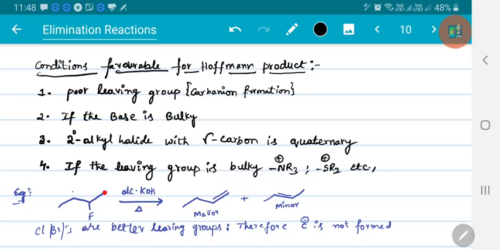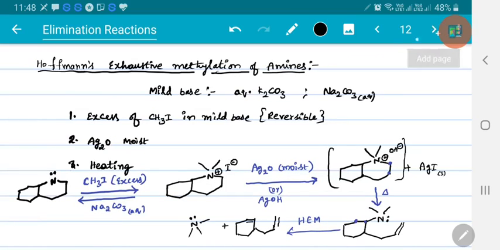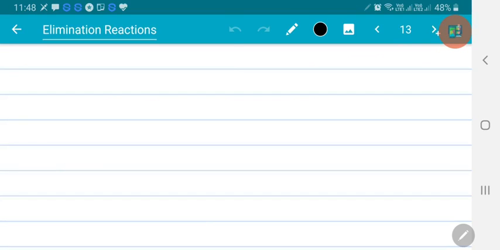Now condition 2, if the base is bulky. Condition 3, when a gamma carbon is present which is quaternary, and if the leaving group is bulky. So in such cases, there is possibility for the Hofmann product. So we have seen Hofmann exhaustive methylation also. Now, this is about E1 mechanism, E2 mechanism. Both are beta eliminations. E1 and E2 both are beta elimination because the leaving group is lost from the alpha carbon, and hydrogen is lost from the beta carbon. So we call it 1,2 elimination or beta elimination. Right? Now coming to E1CB.